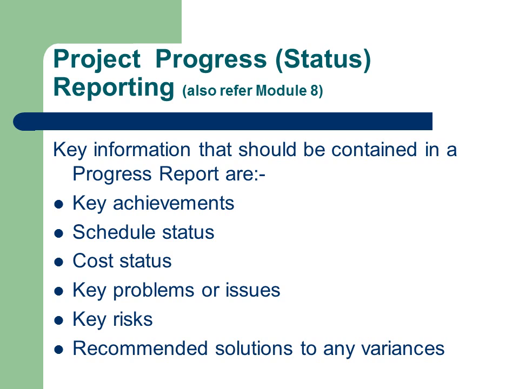The most important items which should be contained in a progress or status report are: key achievements, that is, any important milestones achieved since the last report. Whether the project is on schedule, and if not, why not. Whether the expenditure is according to budget, and if not, why not. Any important problems which need to be brought to the attention of the sponsor or key stakeholders. Any current or new risks which need to be managed. And recommended solutions to any variances or problems.